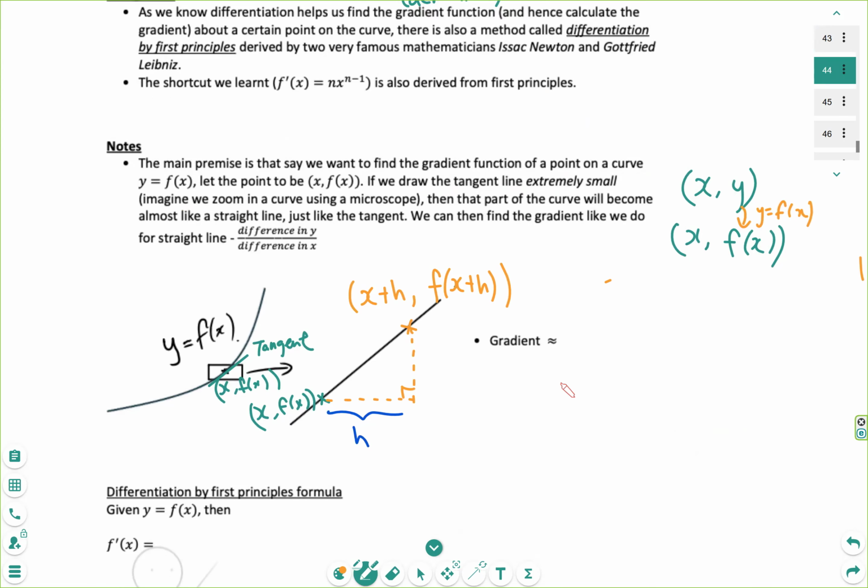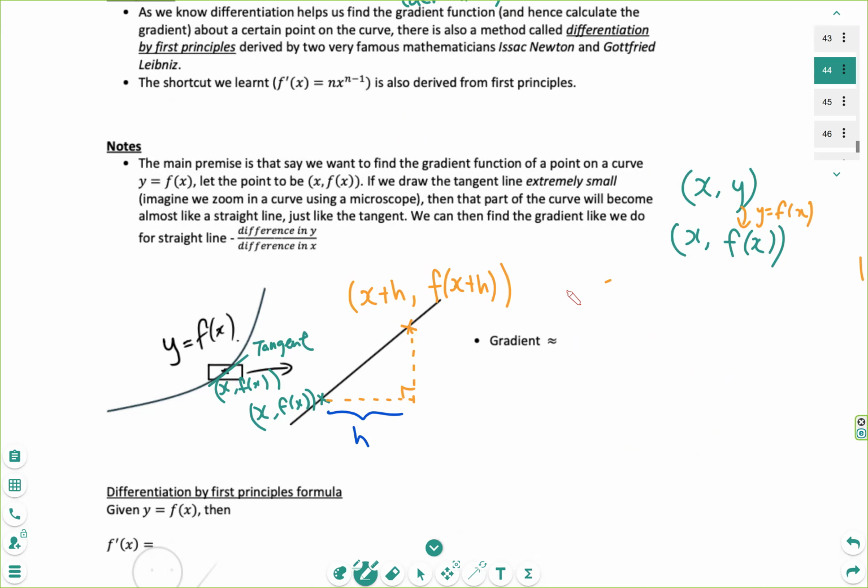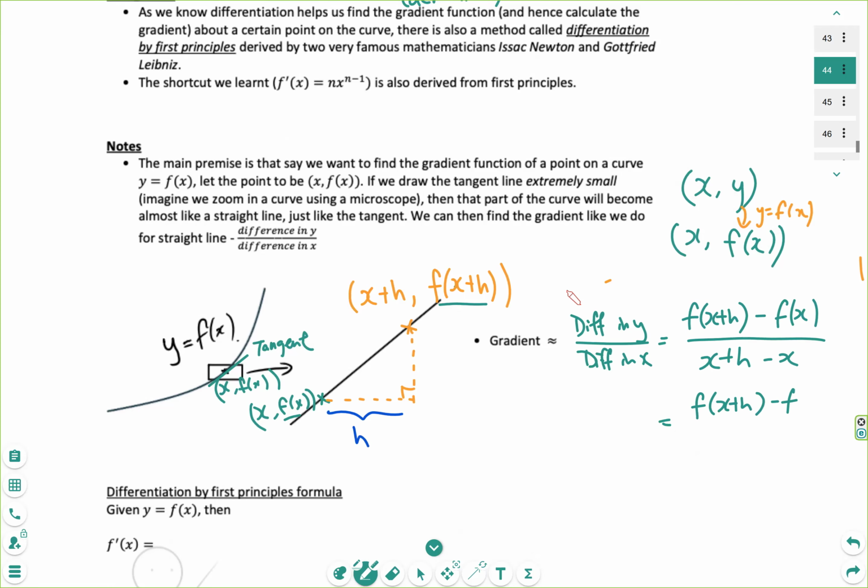So how do you work out the gradient? The gradient will be roughly equal to the difference in y over the difference in x, which is f of x plus h minus f of x, which is the difference in y, over the difference in x, x plus h minus x. If I simplify the denominator a little bit, it will be f of x plus h minus f of x over h.